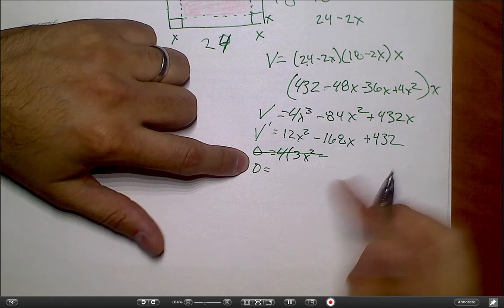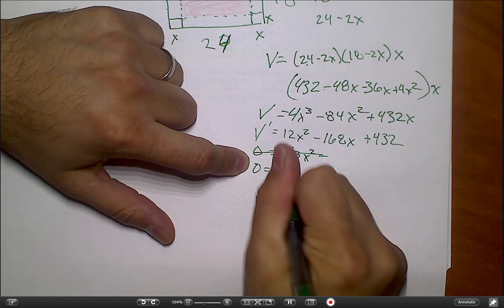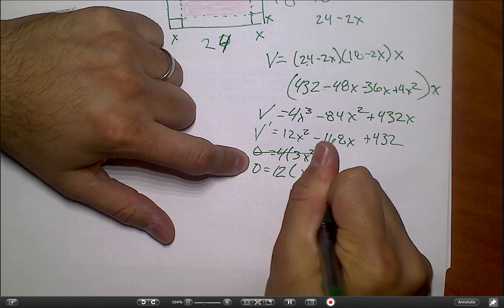All right, so we're factoring out the 12. We don't really have an American. X squared.